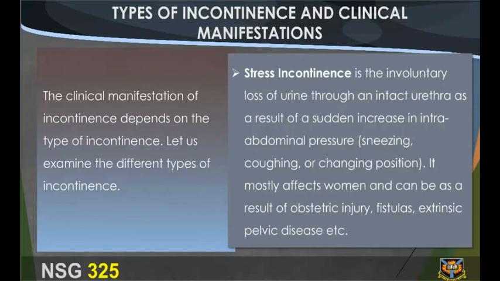Types of incontinence and clinical manifestations. The clinical manifestation of incontinence depends on the type of incontinence. Let us examine the different types of incontinence. Stress incontinence is the involuntary loss of urine from the urethra as a result of a sudden increase in intra-abdominal pressure, such as sneezing, coughing, or changing position. It mostly affects women and can be a result of obstetric injury, fistulas, extrinsic pelvic diseases, and so on.